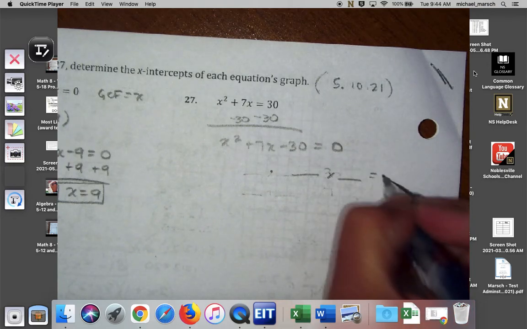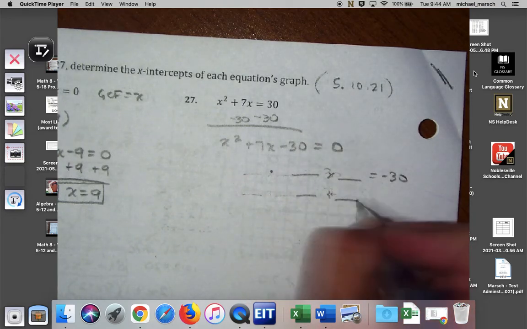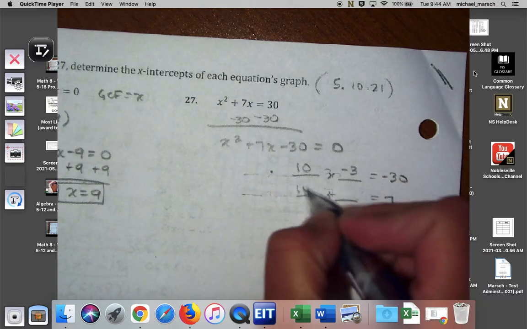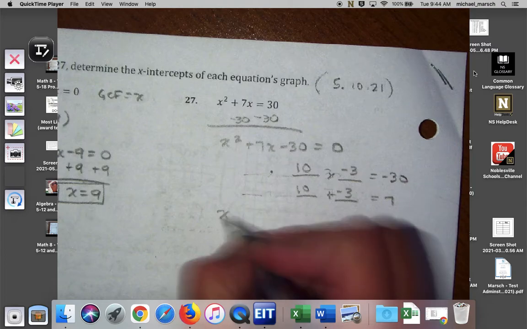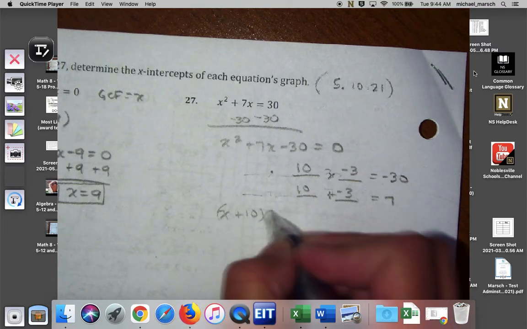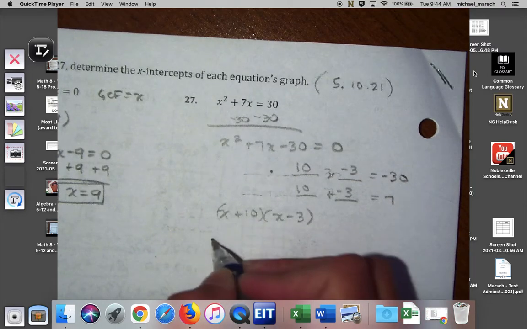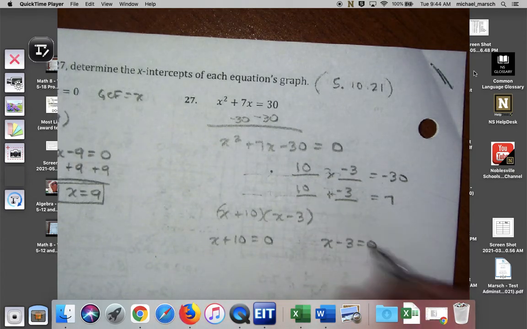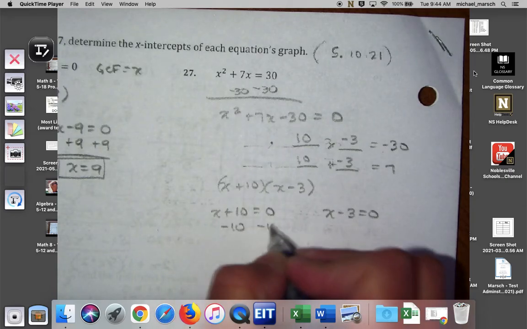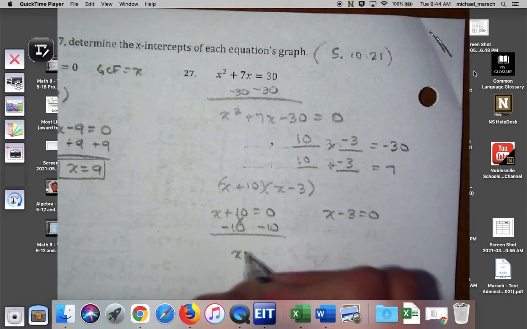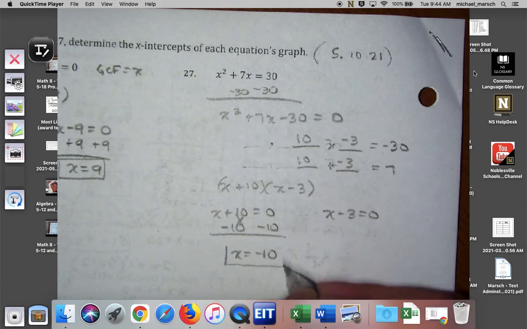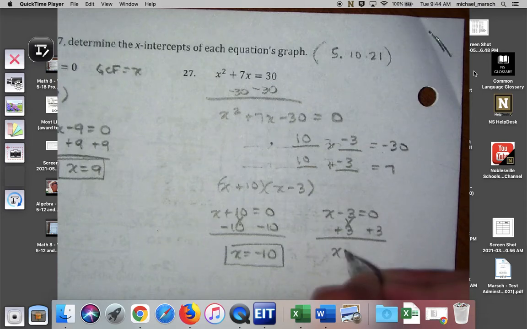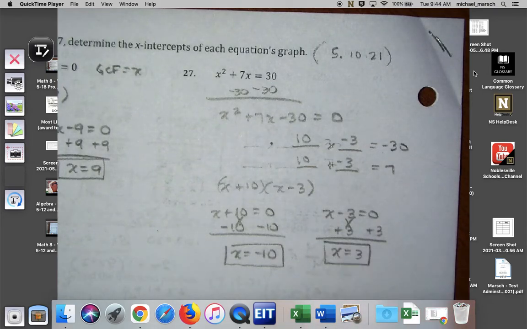Okay, so what times what equals negative 30, but plus what equals 7. So I'm going to get 10 and negative 3. So I've got x plus 10 times x minus 3. Set these both equal to 0. Subtract 10. I get x equals negative 10. Add 3. x equals positive 3.